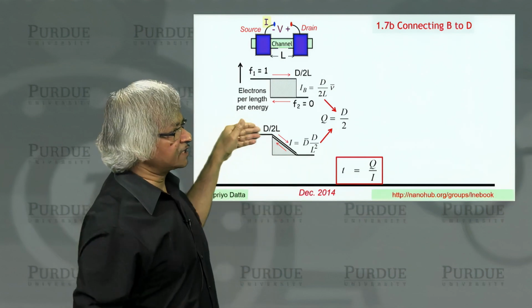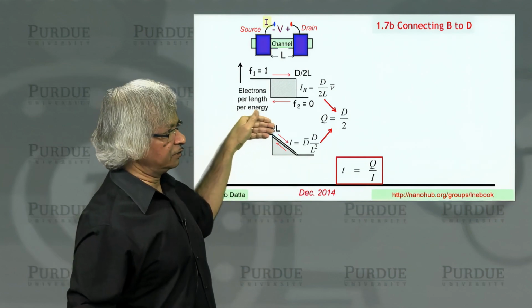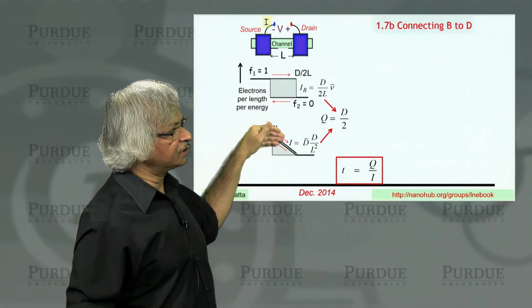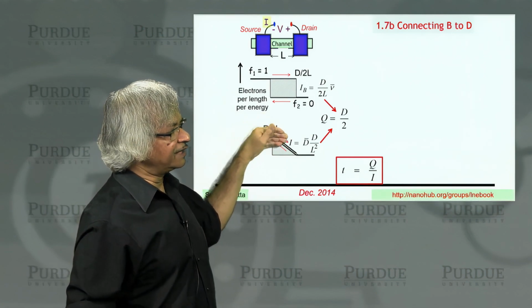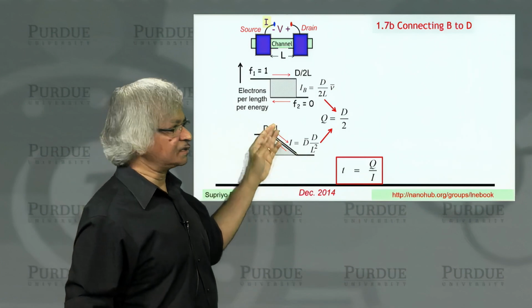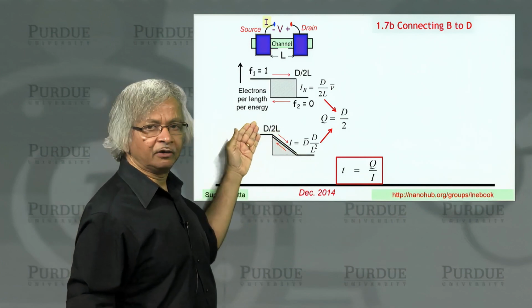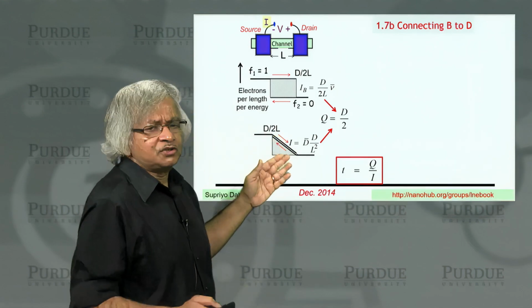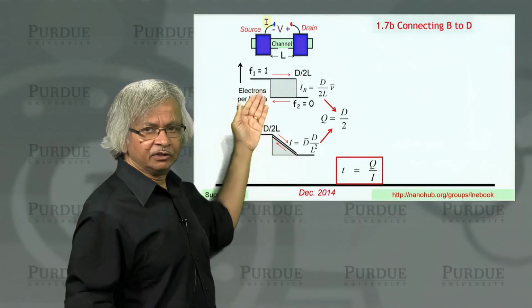Right? Because electrons come in from here, and so there's lots of electrons at this end, but then as you go through the channel, you have less and less that are remaining, because many of them have turned around and gone back. So what happens in a situation that's kind of intermediate between the two?